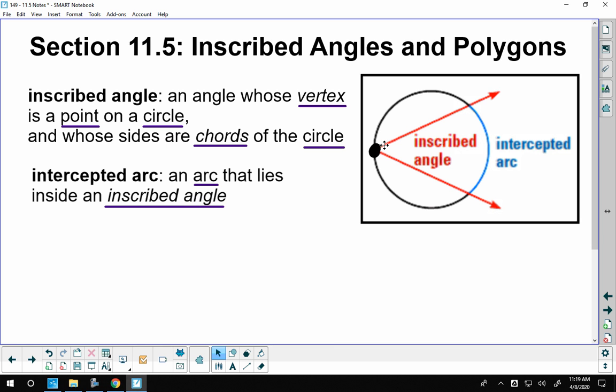So here's the inscribed angle right here. What is the intercepted arc? That's the blue part in this picture. Okay. And there's a relationship between these two.